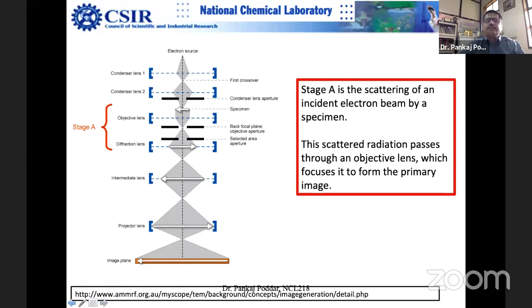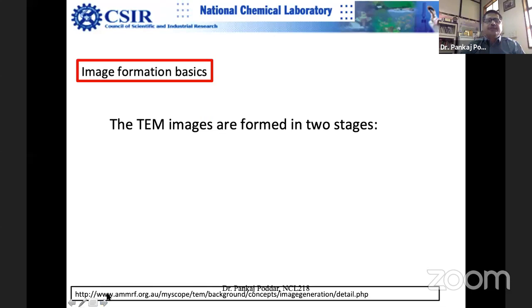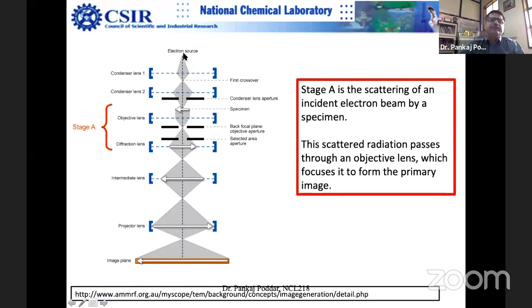So if you see, the TEM images are formed in two stages, right? Again, we start from the electron source. This is condenser lens C1, this is C2, and this is the specimen. For example, this arrow is your specimen. Now, we are talking about the image plane, not the illumination zone, the second one. Now a lot of fun starts here. We are not considering this part above the sample.